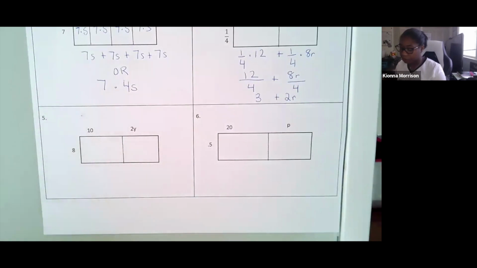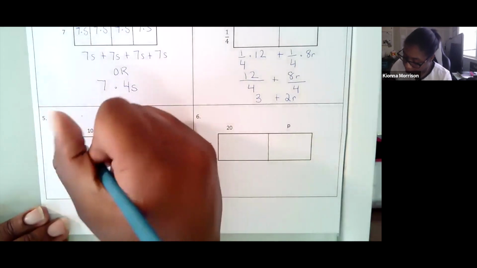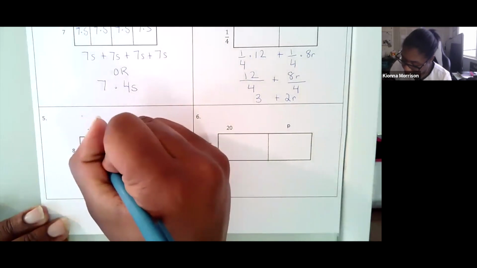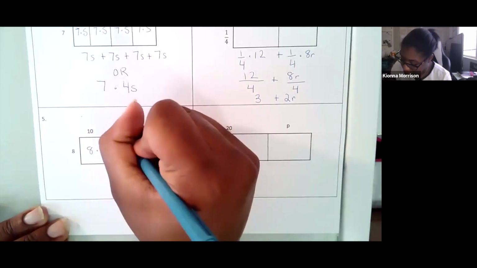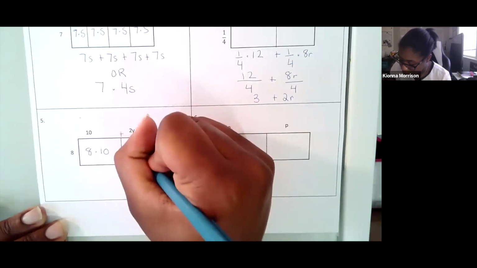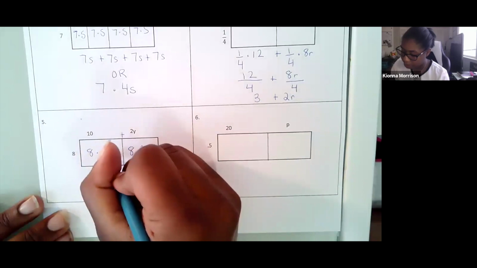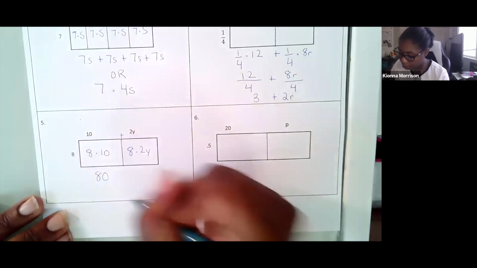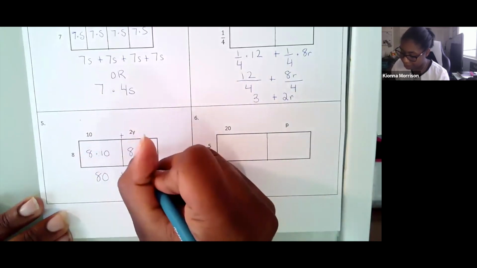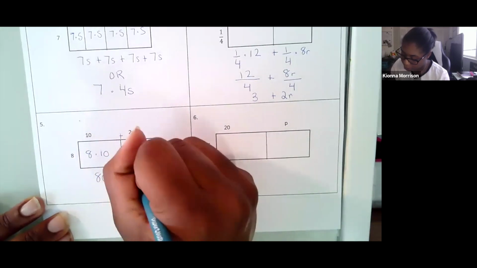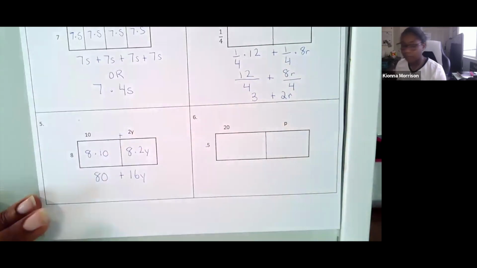If you're feeling comfortable, see if you can try this one on your own. Maybe you'll pause the video, try it, then click play and follow along to see how you did. 8 times 10 gives me 80, plus 8 times 2y gives me 16y.